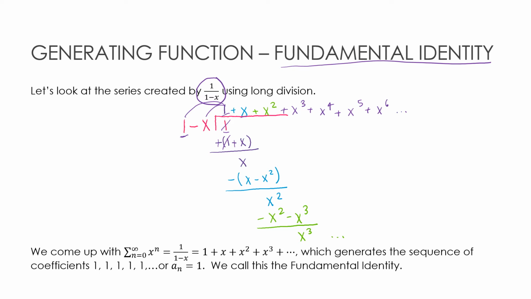Now, again, the importance here is what are the coefficients? Well, the coefficient is 1 in front of each of these. That is why it's called the fundamental identity, because it generates a sequence of coefficients of 1, 1, 1, 1, 1, or it doesn't matter what value you're looking at, the coefficient is 1. That's why it's called the fundamental identity.